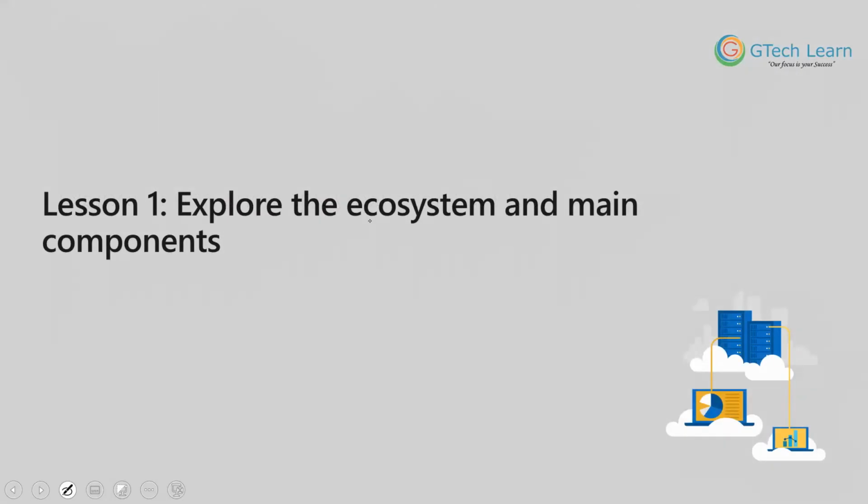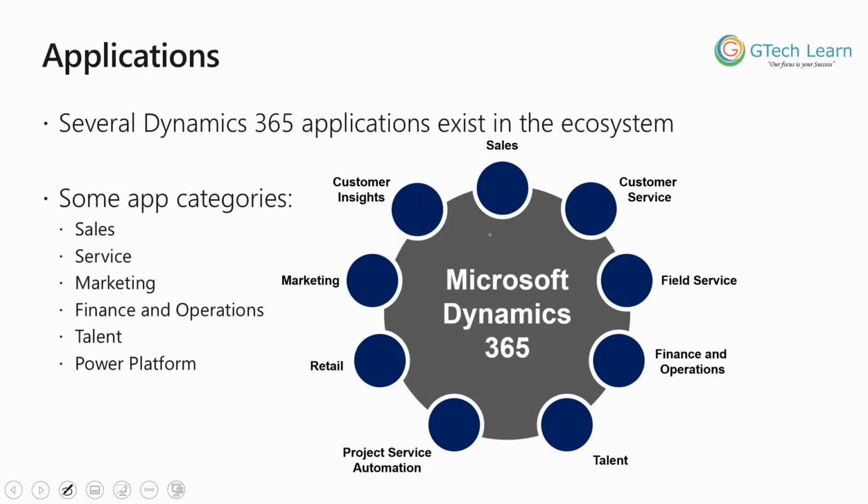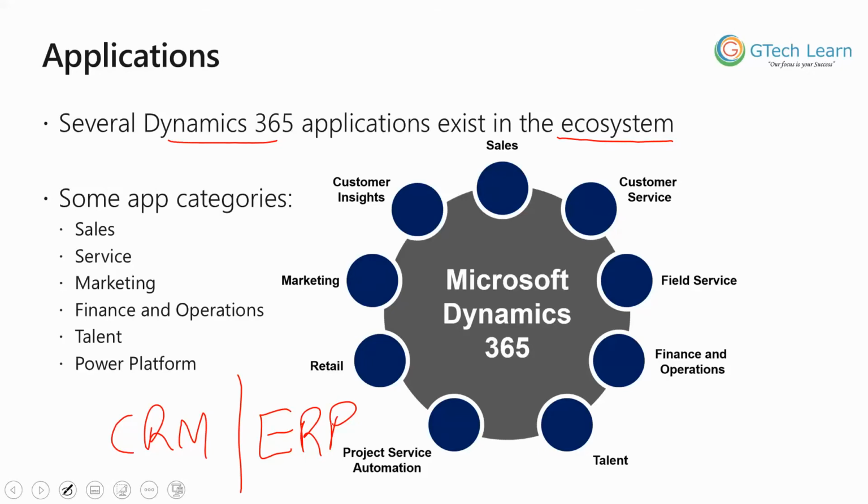So let's start with the very first lesson, which is going to talk about the ecosystem and the main components on top of which Dynamics 365 product lines are built. So let's talk about some of the applications down the line. There are plenty of Dynamics 365 applications which exist in the Dynamics 365 product line or Microsoft Dynamics ecosystem. Previously, we used to categorize them in two different platforms altogether. One could be your CRM, which is customer focused, customer relationship management applications. Another one could have been our ERP, which is our enterprise resource planning.